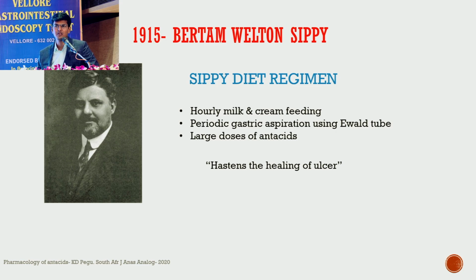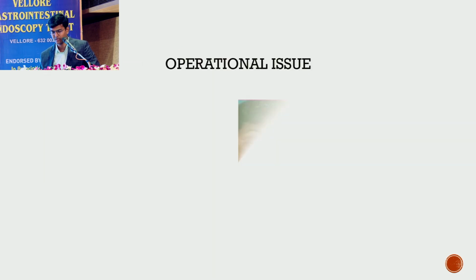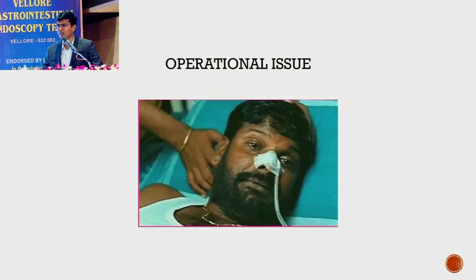So what was the shortcoming? Yes, it's a good idea. We can use large doses of antacids and we can aspirate the gastric acid, so that way we can prevent the accumulation of gastric acid. So what was the shortcoming? Do you think we can put a Levin's tube in everyone and go on aspirating gastric acid to hasten the healing? So that was one problem. It's a little bit invasive, I think.